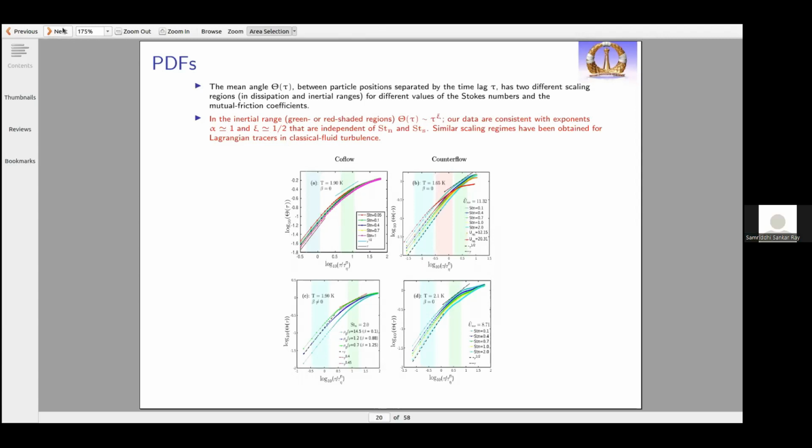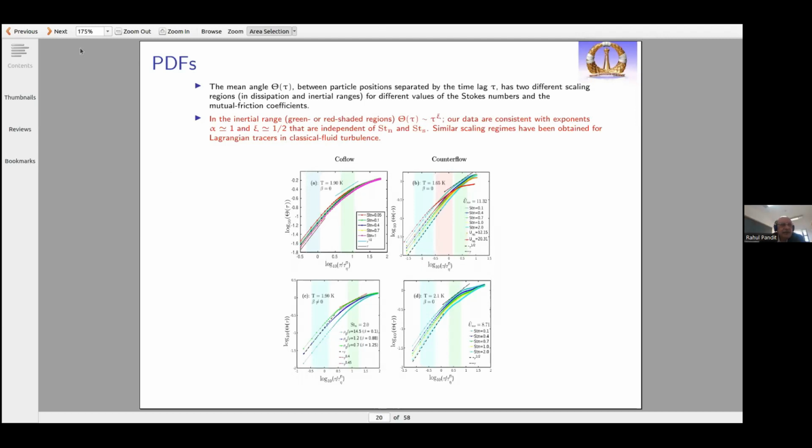Rahul, sorry, yes. There's a question from Massimo. I haven't understood what is the mean angle between particle positions separated by. Sorry, I should have had a picture. Suppose you're along a particle trajectory, okay? Then you see the vectors between them, and then it is the angle when they are separated by tau. Okay, thank you. Sorry, I meant to draw a picture. I'm really sorry about this.